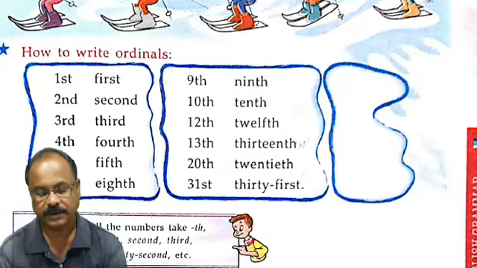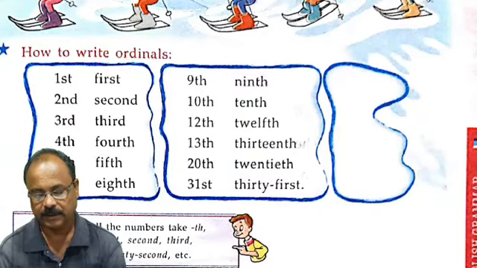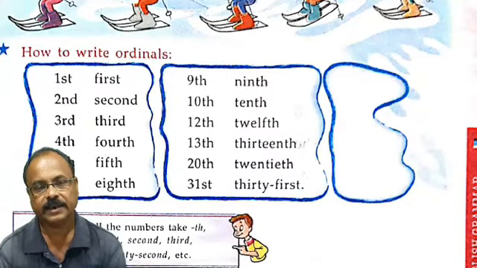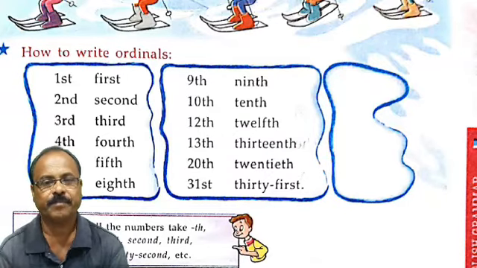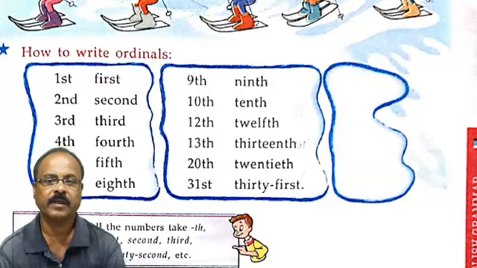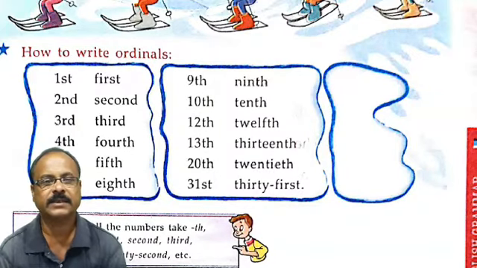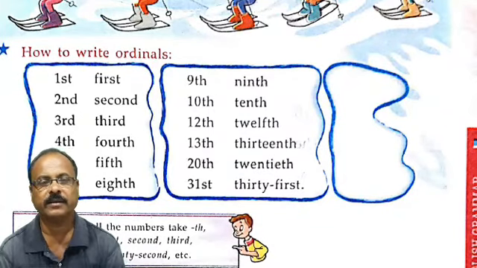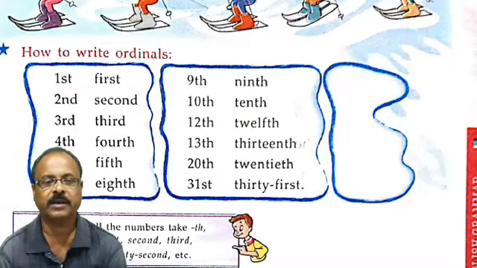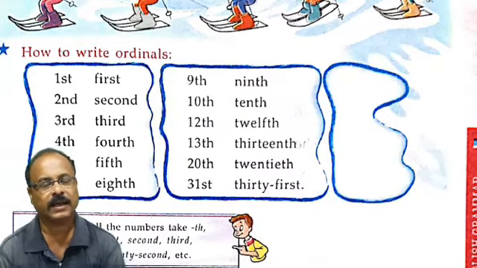Except the three numbers 1, 2 and 3, all the figures are read as TH. 5th, 6th, 7th, 8th, 9th, 10th, 11th, 12th, 13th, etc.